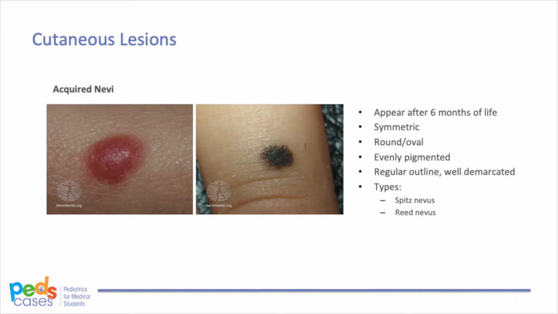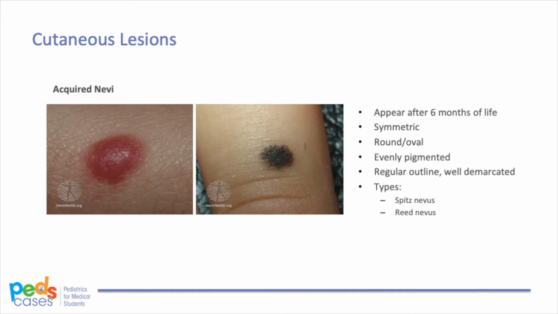Nevi that tend to appear after the first 6 months of life are called acquired nevi. They can have a wide range of clinical presentations, but most commonly they are symmetric, round to oval in shape, evenly pigmented with sharp and regular outlines and a homogeneous surface. They are usually less than 6 mm in diameter, and they sometimes can have perifollicular hypopigmentation or pigmentary stippling.